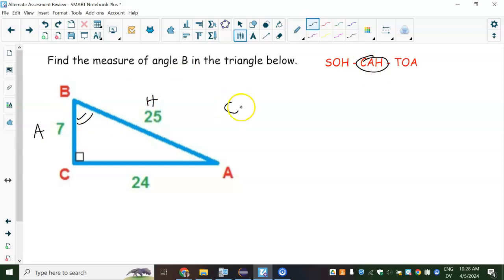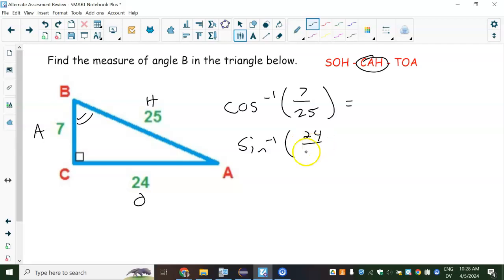Okay, so basically I'm just going to do cos minus 1 of, what is it, adjacent 7 over hypotenuse 25. Okay, and do that on my calculator. And please know if you did sine, right, sine would be opposite and hypotenuse, so sine would be 24 over 25. But these should give you the same thing. It doesn't really matter which one you use here. Just make sure you do the inverse and make sure you're in degree mode.